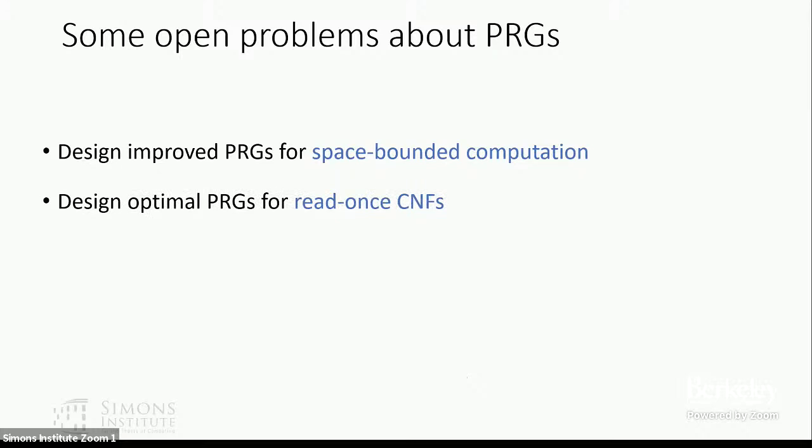Maybe some potentially easier problems, hopefully easier, would be, even for simple models of computation like read-once CNFs. So this is an AND of ORs of variables, and each variable only happens one time. Or literals, I should say. We allow NOT gates also. And even for that very simple model of computation, we still don't have optimal pseudorandom generators. We have very close to optimal, but we're not quite there yet.